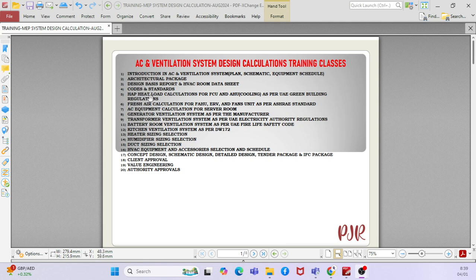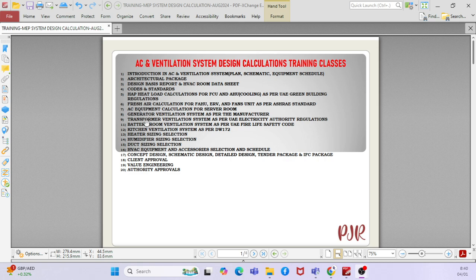You will be doing HAP calculation, fresh air calculation, calculation for server room, generator ventilation, transformer ventilation. Have you done all these types of calculations, or only HAP? Briefly, I have done fresh air calculation, and a kitchen ventilation system a little bit. Then duct size selection I am doing. Then HVAC equipment and accessory selection I am doing. Okay, I understand.